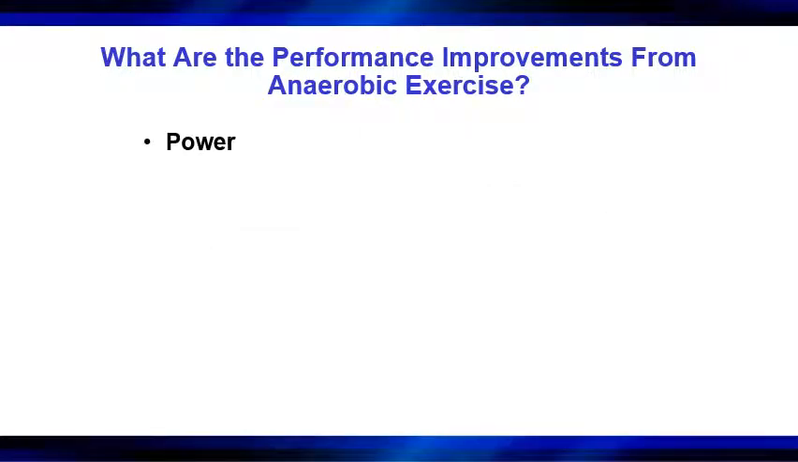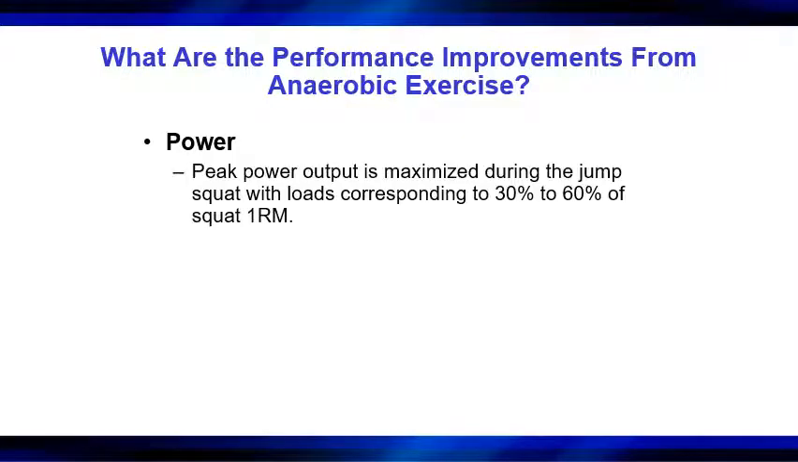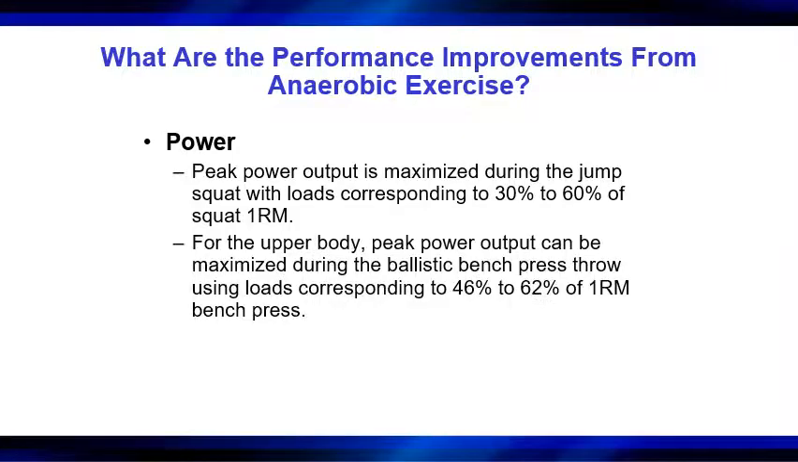So again, continuing to look at the concept of power. Power is the combination of both force and velocity. Peak power output is maximized during jump squat with loads corresponding to 30 to 60% of a 1 repetition max squat. So in other words, working within that percentage range is going to enhance rate of force development, or power. For the upper body, peak power output can be maximized with the ballistic bench press throw. In other words, they're actually using an exercise where they don't just do a bench press, they throw the barbell in the air, looking at 46 to 62% of the 1 rep max.